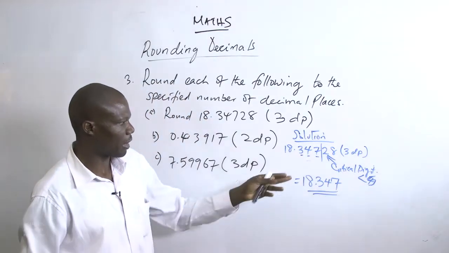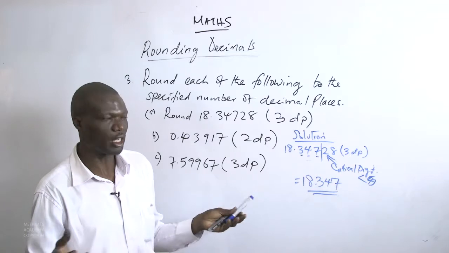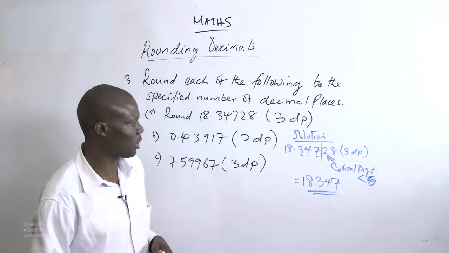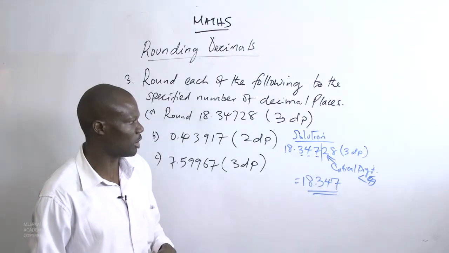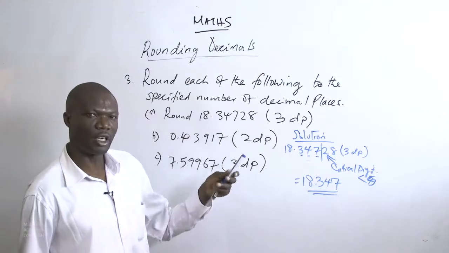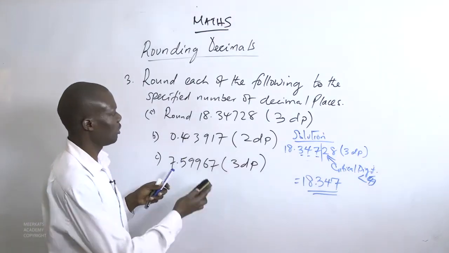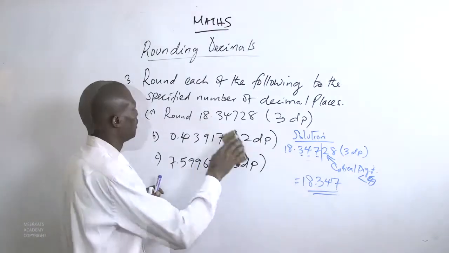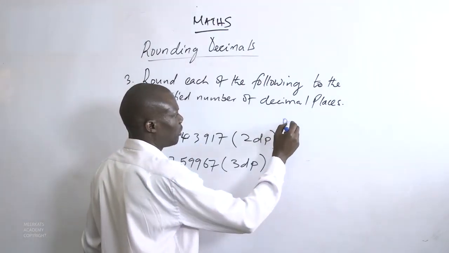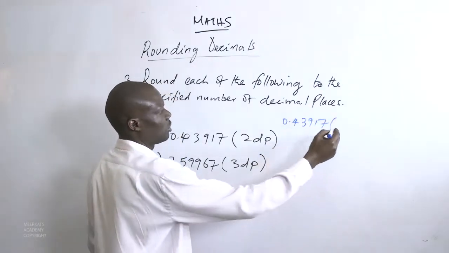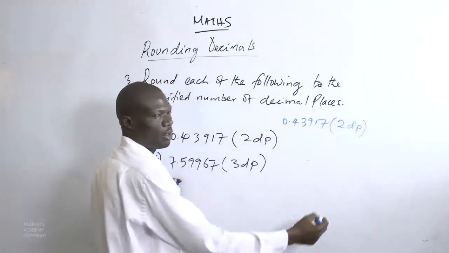Note that our critical digit was less than 5, so it gave us simpler work. We simply settled on 3 decimal places and left the other decimals out. Let us look at the second question, which is 0.43917 correct to 2 decimal places.